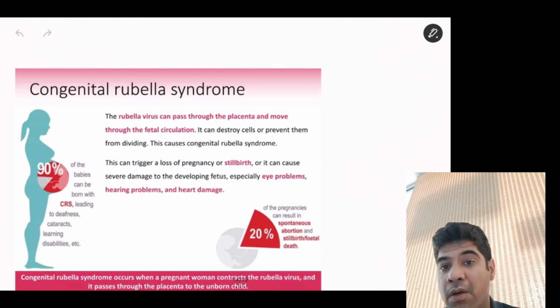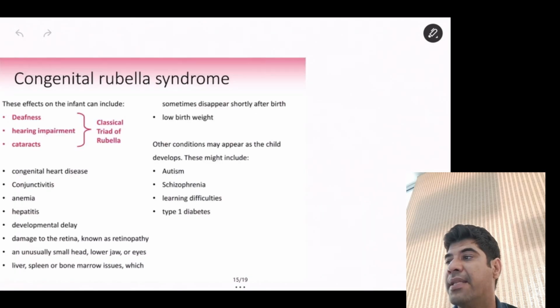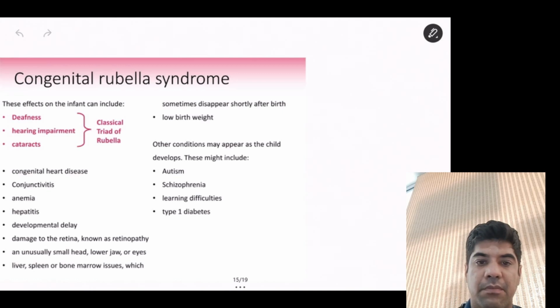If a pregnant woman contracts rubella in the first trimester, it can affect the developing fetus and cause loss of pregnancy or stillbirth or severe damage to the developing fetus, causing eye problems, hearing problems, and heart damage.